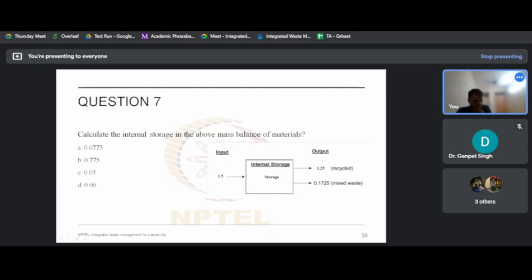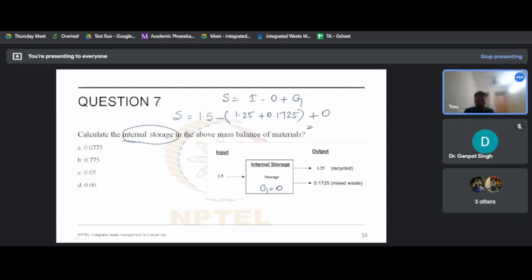As we saw in one of the earlier cases, storage is nothing but input minus output plus generation. So storage is what we need to find here. That is the variable. Calculate the internal storage, so S will be our variable. We have been given the input, 1.5. We have two sources of output, so let us substitute the values: 1.25 plus 0.1725. Two sources, two values, and plus generation. Here we have not been given anything, so let us assume the generation to be 0. There is no generation within the system.